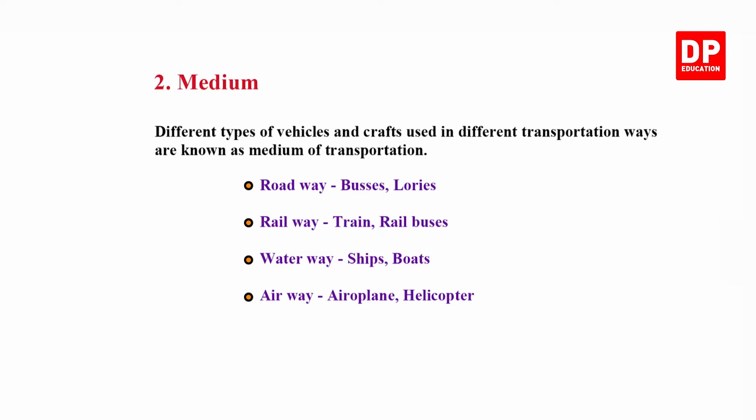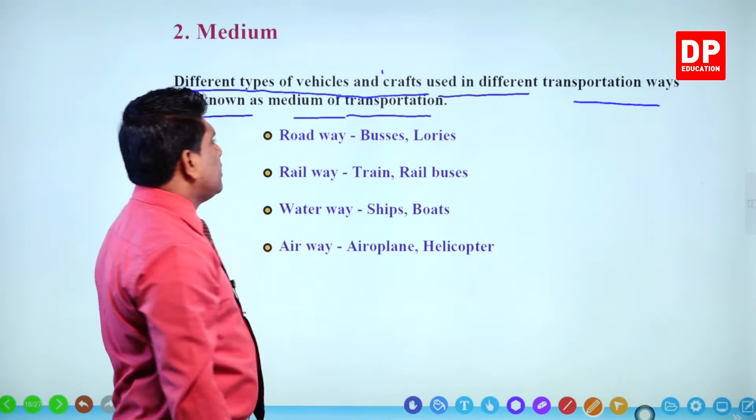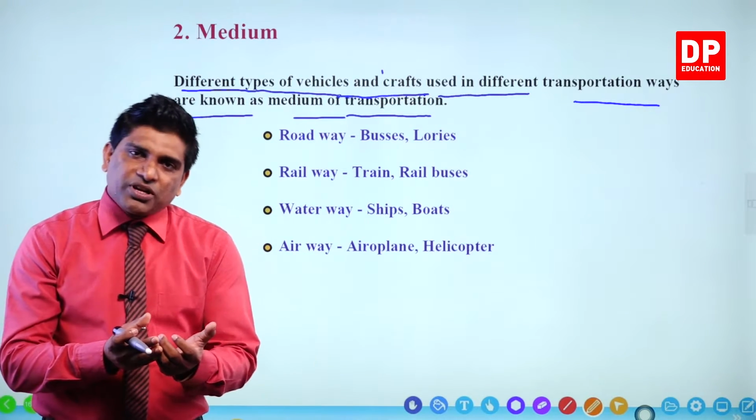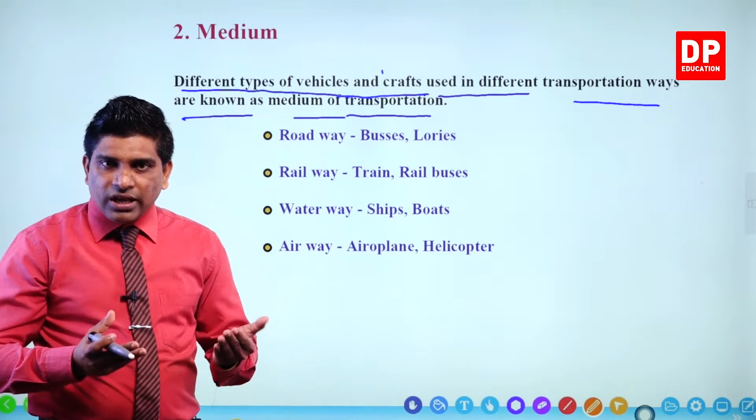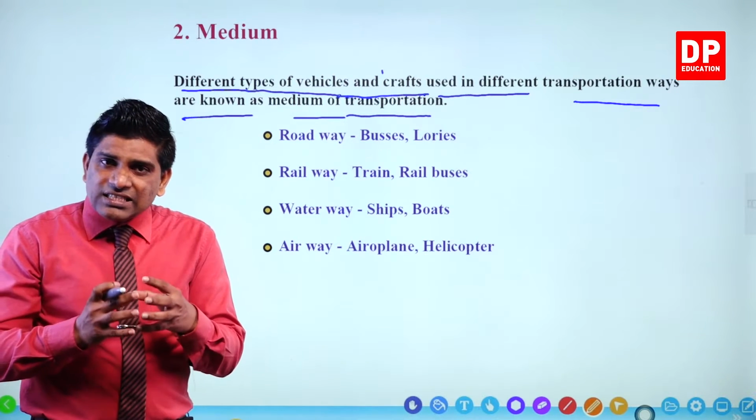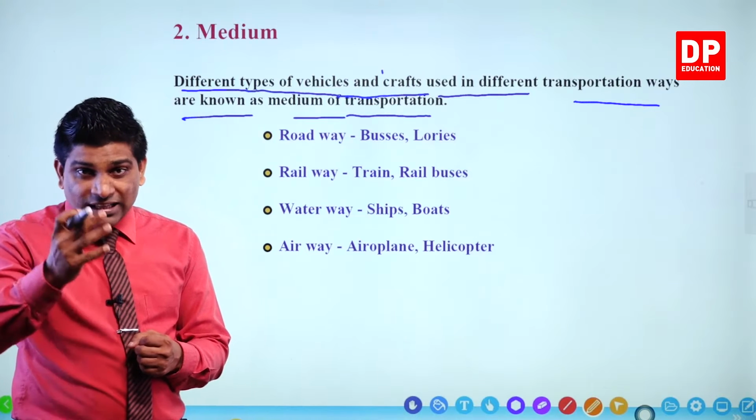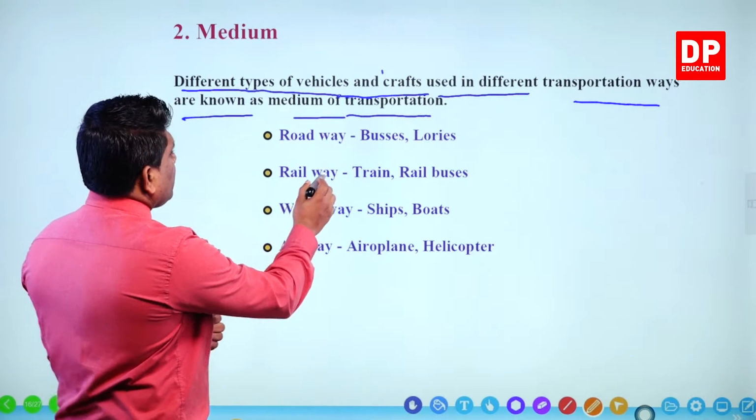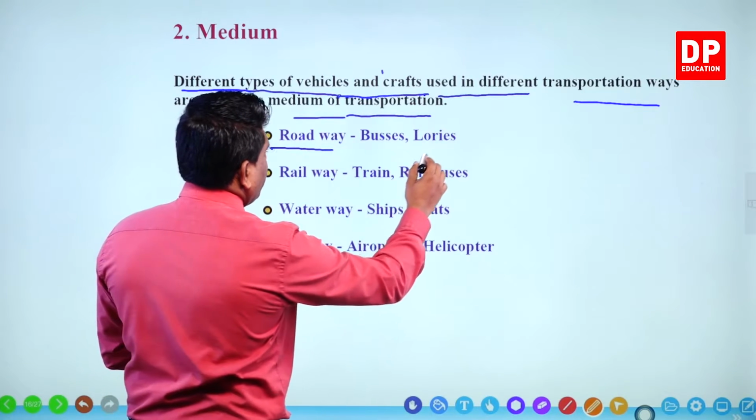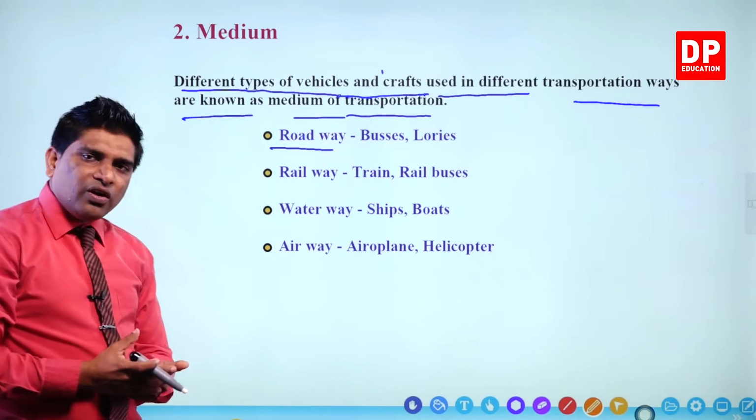Then medium. Different types of vehicles and crafts used in different transportation ways are known as medium of transportation. Different vehicles what you use to do the transportation: buses, lorries, helicopters, aeroplanes, like these are the medium. AC buses, right? These are the different vehicles and crafts you use to do your transportation. So they are the medium. If you use roadway, you can use different mediums: buses, lorries, and AC vehicles, right? These are the examples for roadway mediums.